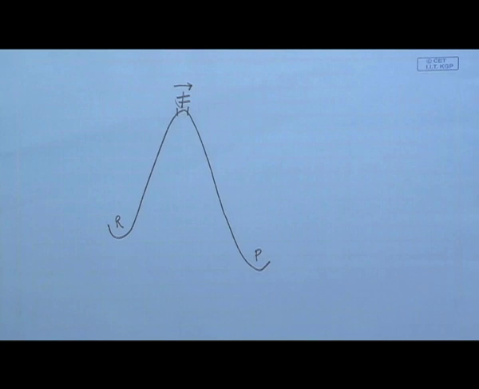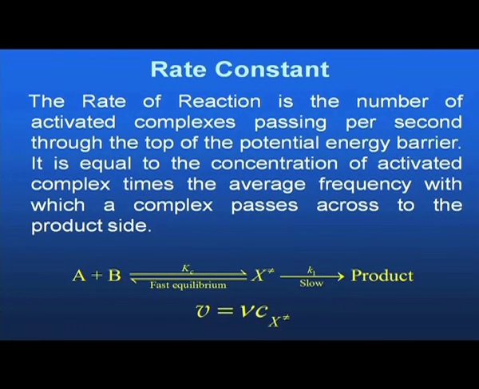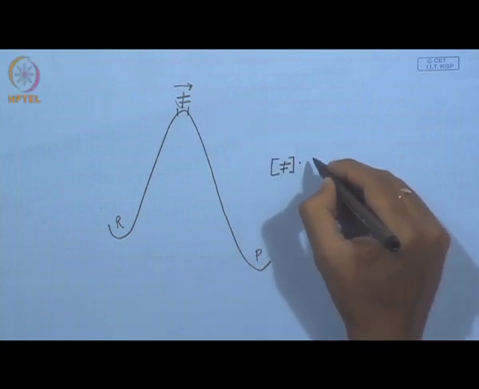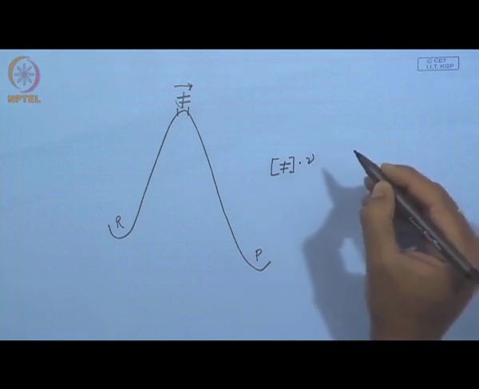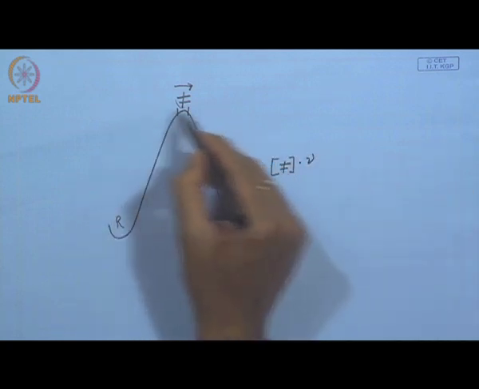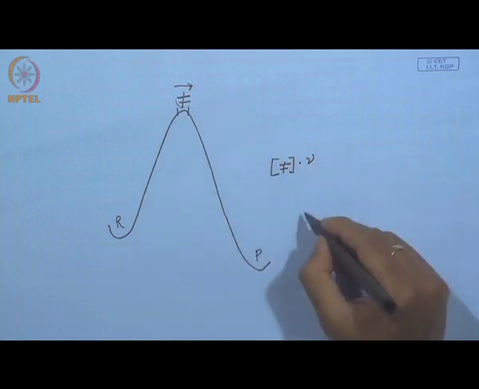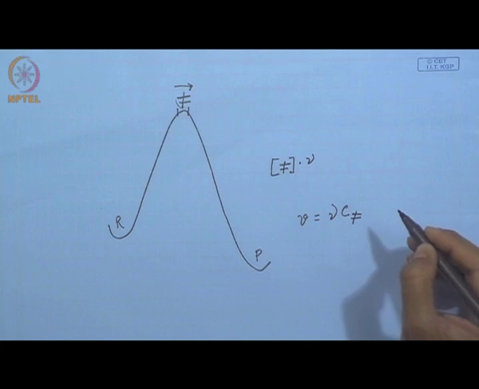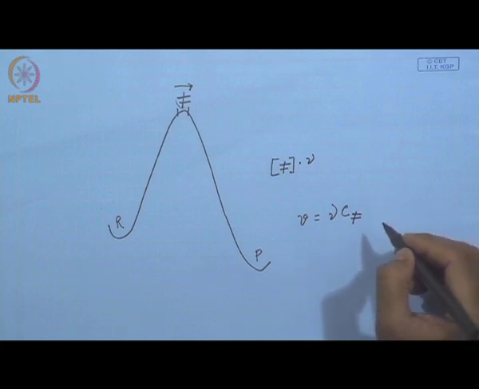Okay. And this rate is equal to the concentration of the activated complex times the frequency with which the activated complex is passing, say nu is the average frequency with which this activated complex is passing this top. So, your velocity is equal to nu times the concentration of the activated complex.